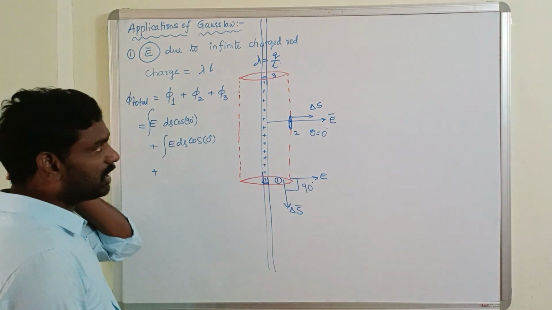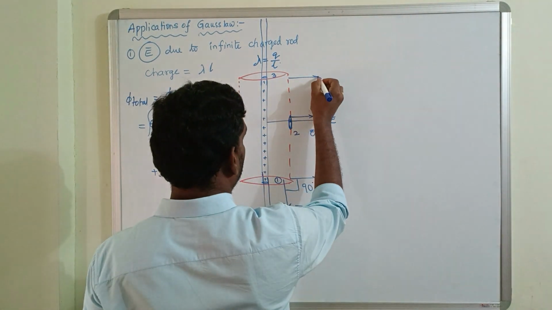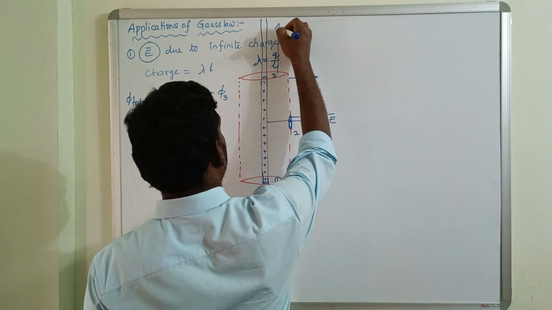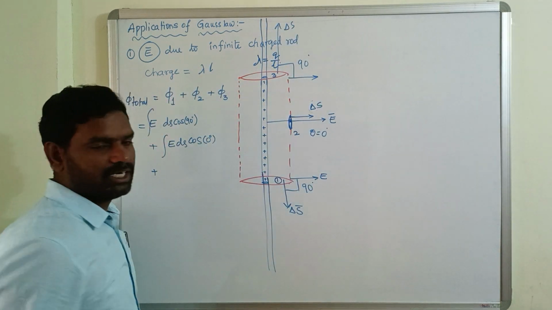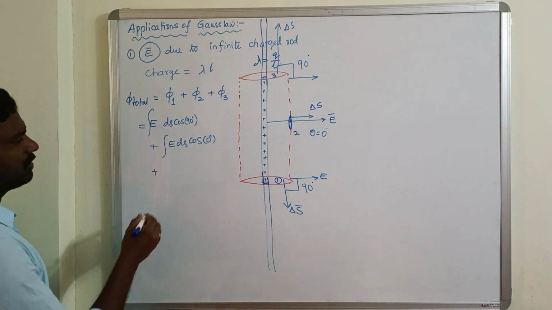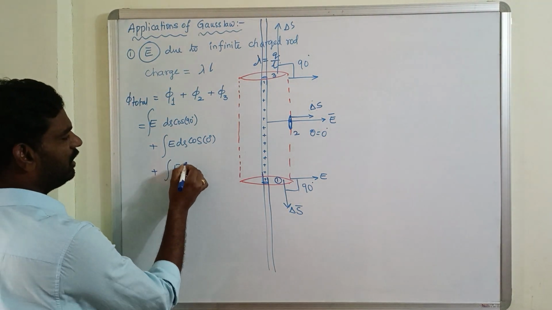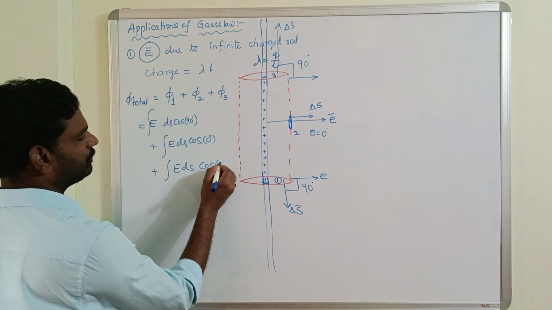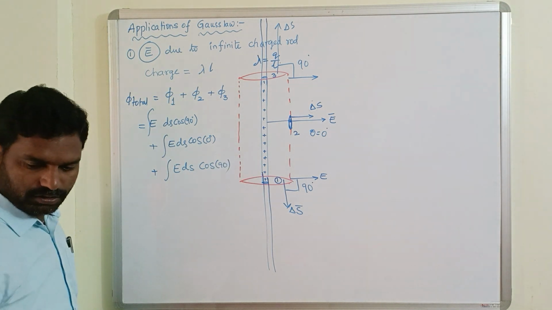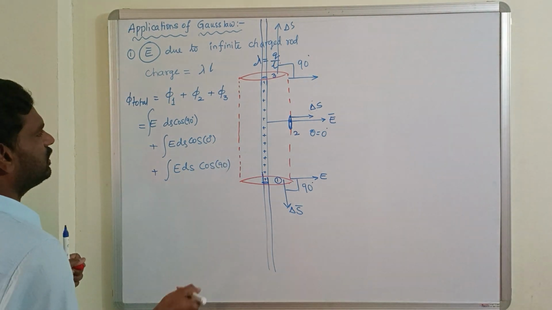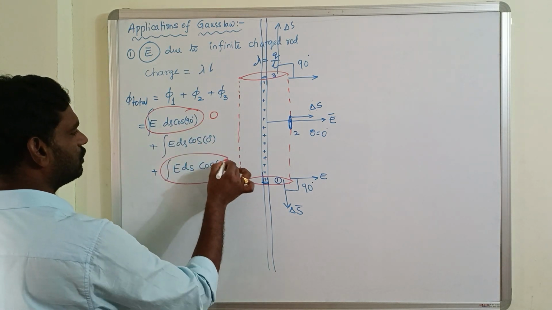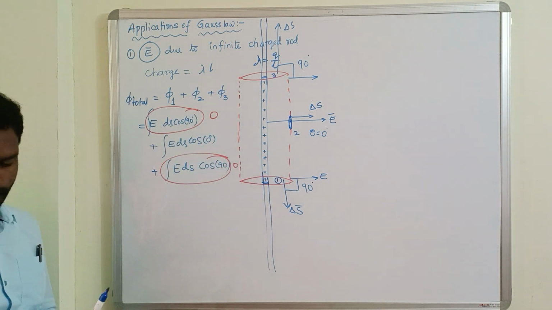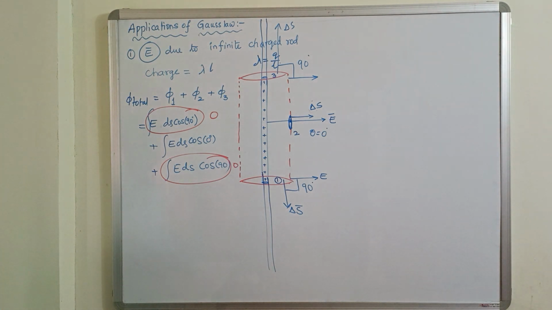Plus the flux due to the third surface. This is another flat surface. The electric field direction is like this, the area element is pointing like this, and the angle between the area element and the electric field is 90 degrees again. So integral EDS cos 90, and cos 90 is nothing but 0. So this term goes to 0, and this term also goes to 0.